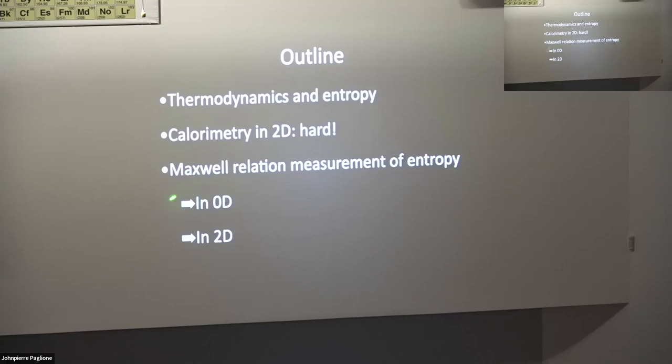I'll show you an experiment from our group in 0D, so that's in a quantum dot, just a single electron. And then I'll show you a measurement from a different group in 2D, for magic angle twisted bilayer graphene.